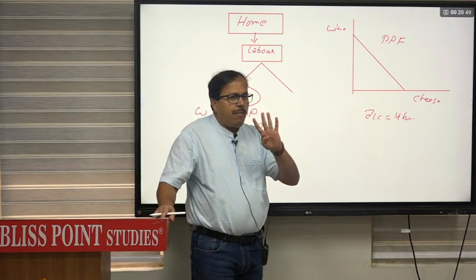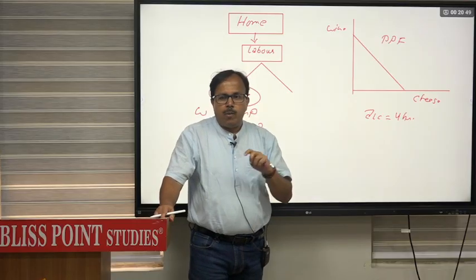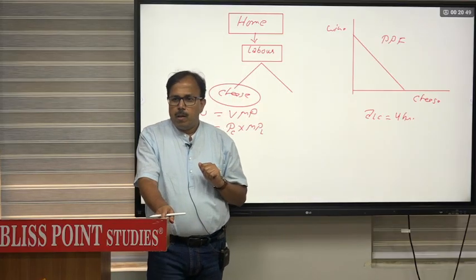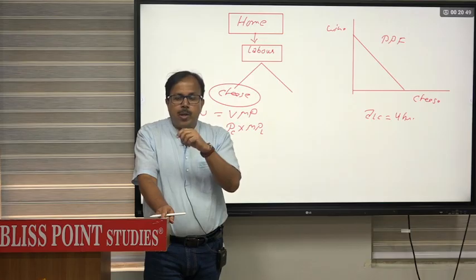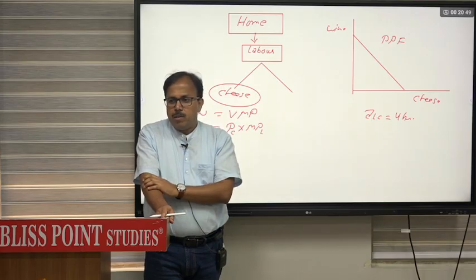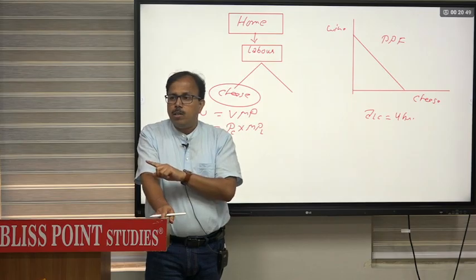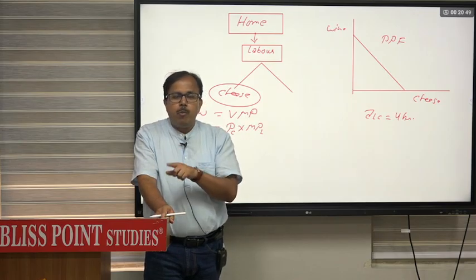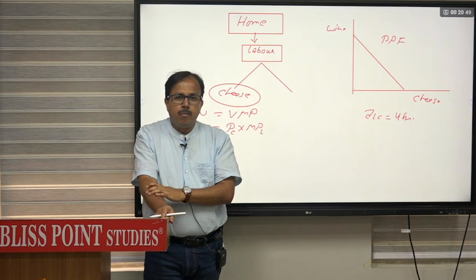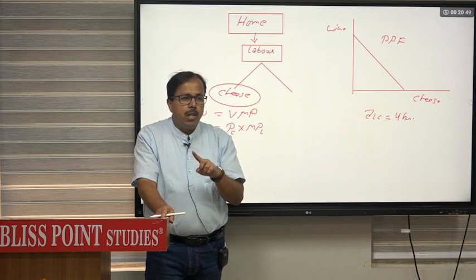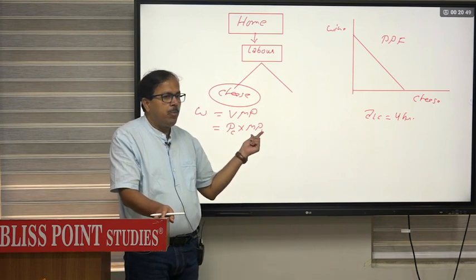It takes 4 hours to produce 1 unit. And what is the meaning of marginal product? Marginal product is how much quantity you can produce in 1 extra hour. So if it takes 4 hours to produce 1 unit, in 1 hour, 1 by 4. But 1 by 4 means 1 by ALC. So marginal product is not ALC, marginal product is the inverse of that, 1 by ALC.